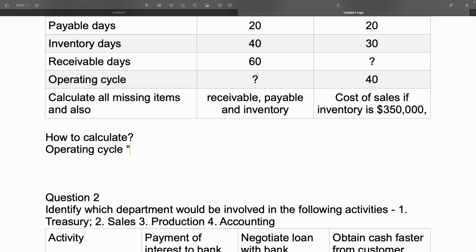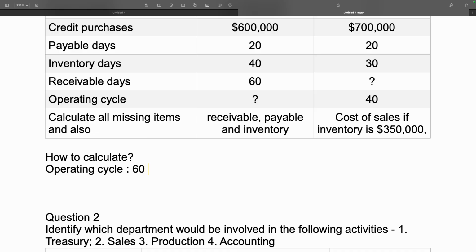Operating cycle is going to be 60 plus 40 minus 20. Operating cycle is 80 days. Your current asset, remember, is current asset minus current liability. Can you remember this one? Then let's calculate the next item. The next item that you have is going to be your receivables.